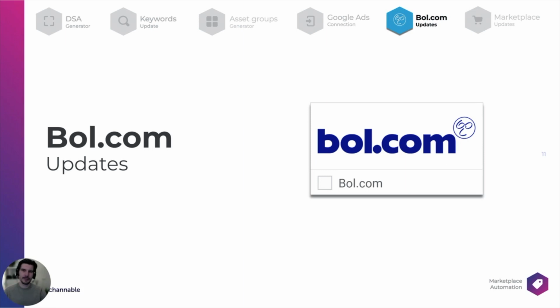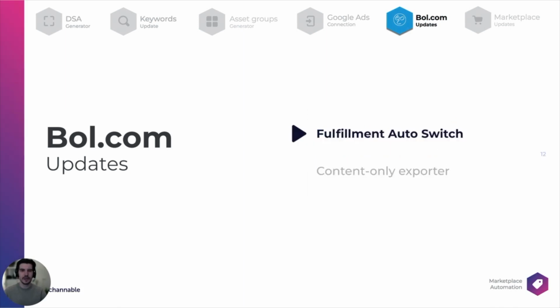Well, we also had a couple of updates for our marketplace API connector and most importantly for bol.com. Last November, we introduced the fulfillment auto switch. Now, the fulfillment auto switch is for retailers who want to use both fulfillment types that Bol offers. On the one hand, FBB, which is the fulfillment by Bol. On the other hand, FBR, which is your own fulfillment, the fulfillment by retailers. Activating the auto switch means that if your stock level reaches 0 for FBB, it switches automatically in Channable to FBR, so to your own fulfillment type.